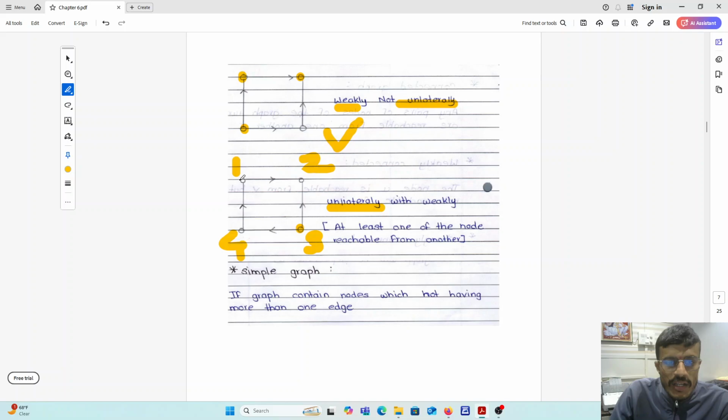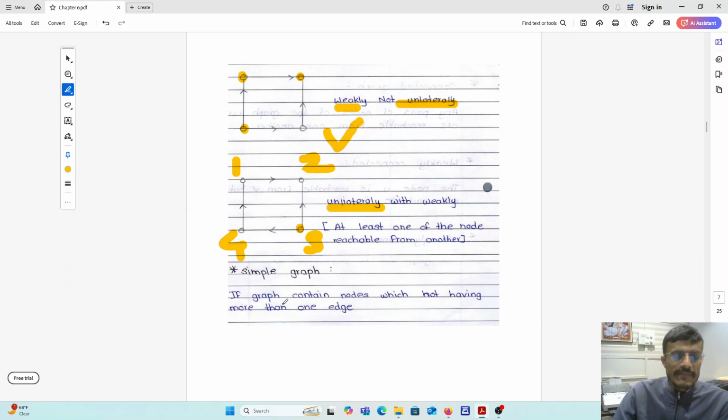If you see, you can reach from 1 to 2, but 2 to 1 is not possible. You can reach from 3 to 2, but there is no possibility from 2 to 3. You can reach from 3 to 4, but there is no possibility from 4 to 3. You can reach from 4 to 1. That is interesting. You can reach from 4 to 1, and simply you can see 3 to 4 is there, and you can go in the upward direction so that it will reach the previous point. Okay, so that is unilaterally connected.